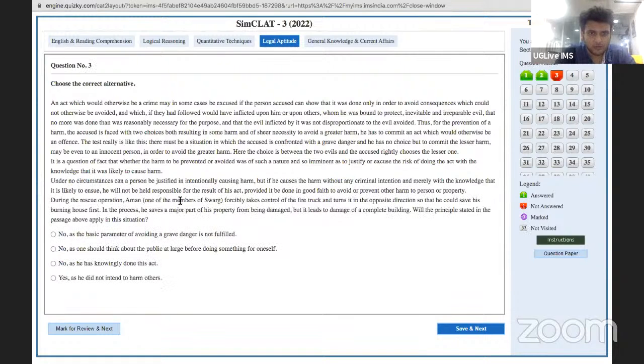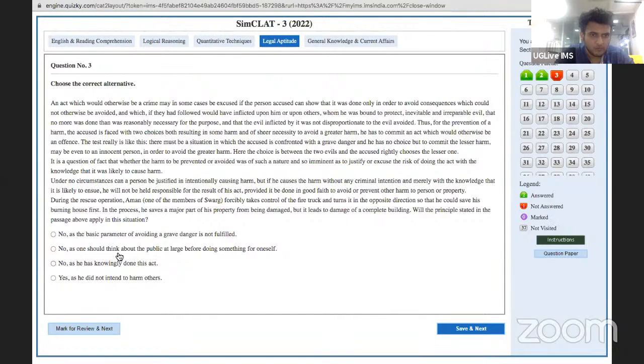During the rescue operation, forcibly takes control of fire truck and in the opposite end so that he could save his burning house. In the process, he saves a major part of his property from being damaged, but it leads to damage of a complete building. Will the principle stated in the passage above apply in this situation? So damage of a complete building. अच्छा बचाने गया पूरा complete building को, but हुआ कुछ नहीं. वो एक पार्ट प्रॉपर्टी को सेव कर पाया, पूरा complete building is lost. हाँ.